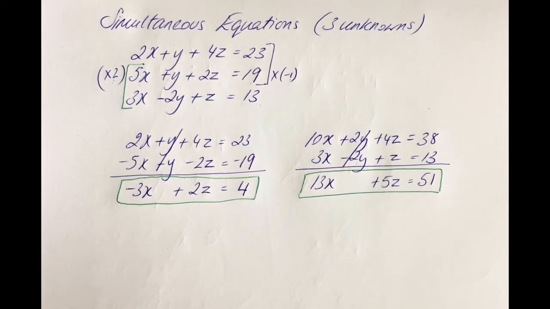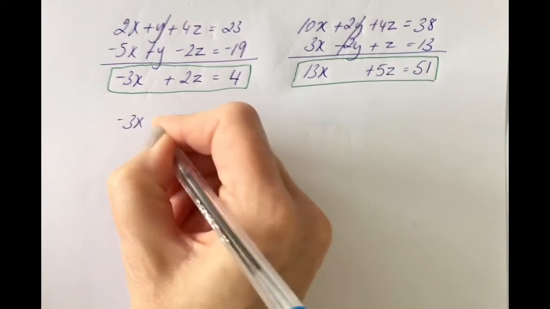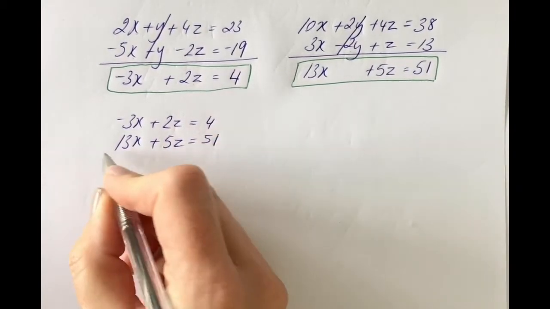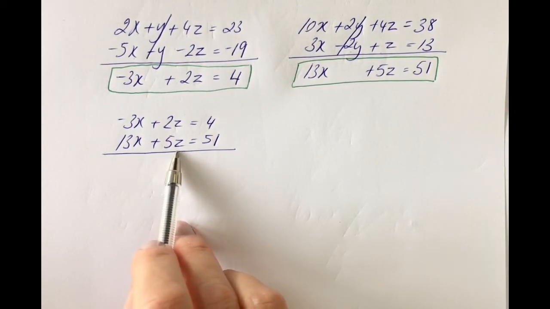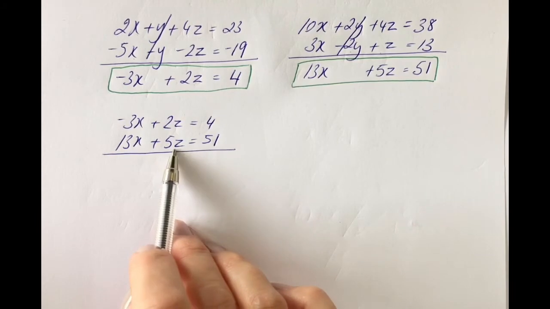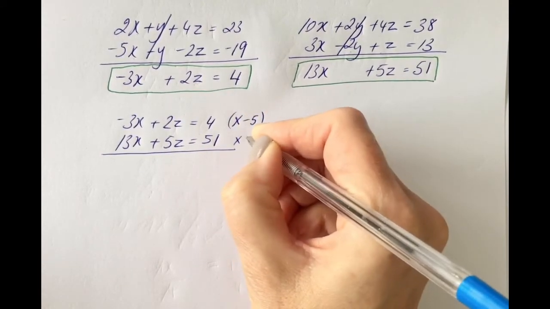Okay, so now what we have in our green boxes is two equations with two unknowns. That means we can go ahead and use our normal simultaneous equations method with these two equations. So I'm going to set these up as I would normally have them. If you have minus 3x plus 2z is equal to 4 and 13x plus 5z is equal to 51, we're going to have to consider either cancelling the x's or the z's. None of them are straightforward here, but rather than deal with bigger numbers, I'm going to work with the z's. But it will mean I'm going to have to multiply the top by a minus 5 and the bottom by a plus 2.